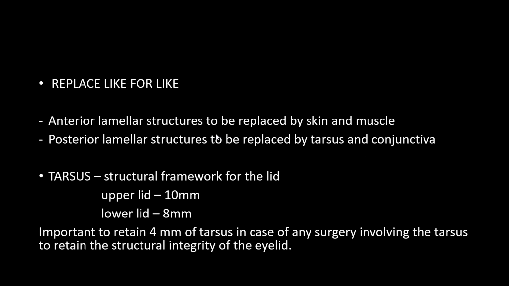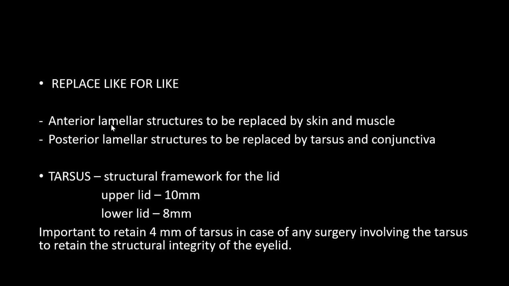I'll tell you what anterior lamella and posterior lamella are, but briefly for now, the lid is functionally divided into two layers. There's an anterior lamella, which consists of the skin and the muscle, and then there's a posterior lamella, which comprises the tarsus and the conjunctiva. This is very important; you should remember that it's divided into the anterior lamella and the posterior lamella.